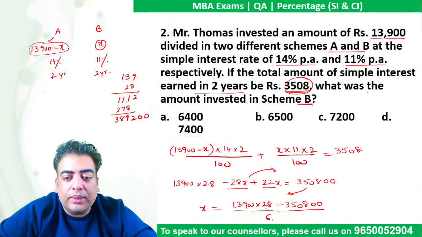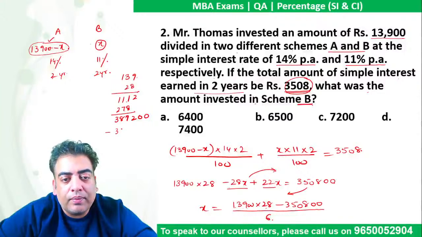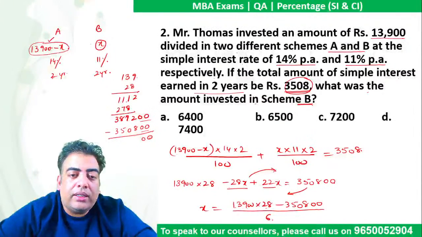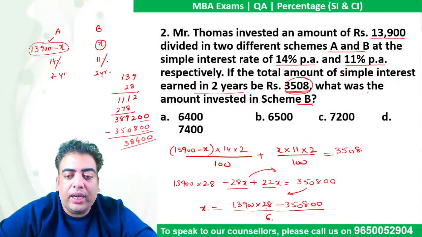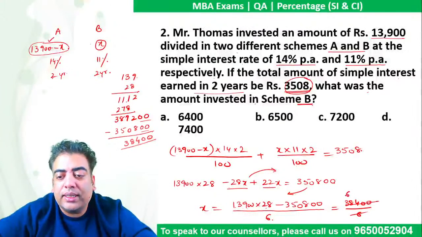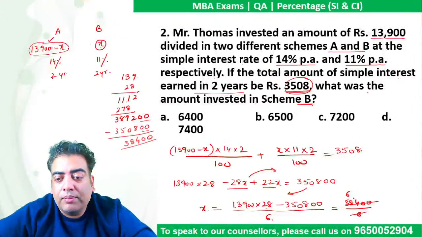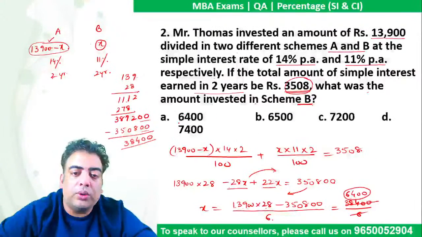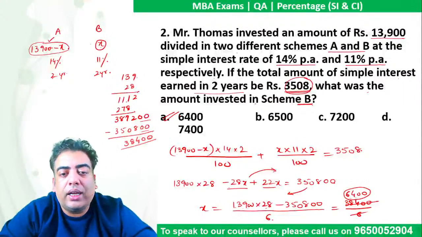So it is followed by 00, and what do we have to subtract from it? 350800. So at the end the 00 will come as it is. 92 minus 8 comes out to be 84 and 8 minus 5 is 3. So it is 38400 divided by 6. So cancel it out with 6. 6 6s are 36, remaining 24, 6 4s are 24. So the value of x comes out to be 6400. So the correct answer option will be A.